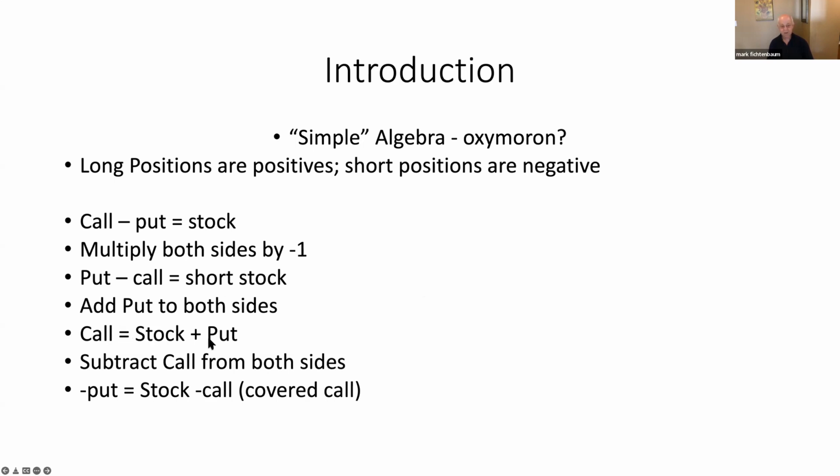Call equals stock plus put. And if you go through an example, you'll see that it works out. If I subtract the call from both sides, we end up with a negative put. A short put equals stock and a short call, referred to as a covered call. And that's what we spoke about when we were doing the straddle class. So someone who sells short a put is doing the same thing as someone who buys stock and writes a covered call against it. And once you start seeing all these things, you can see how you end up with different tax consequences depending on which side of the equation you're on.